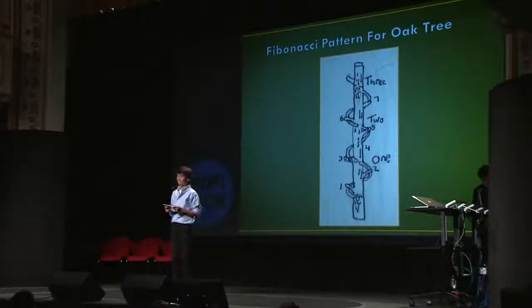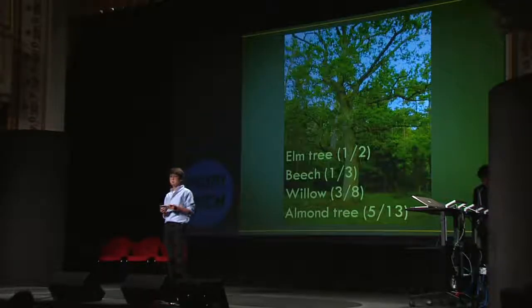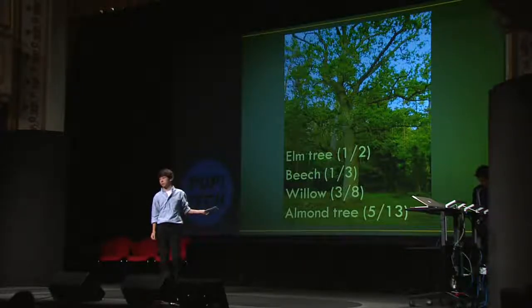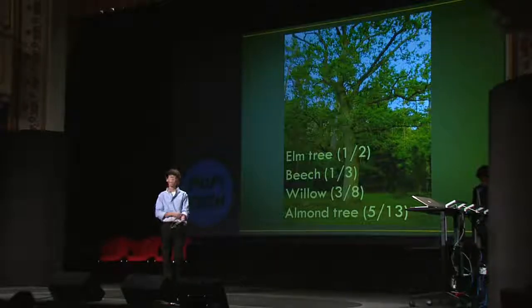The oak tree has a Fibonacci fraction 2 to 5, which means that 5 branches spiral around the trunk 2 times to reach the same starting point on the trunk. Different types of trees have different types of patterns. For example, the elm tree, which is 1 to 2, the beech tree, which is 1 to 3, the willow tree, which is 3 to 8, and the almond tree, which is 5 to 13.